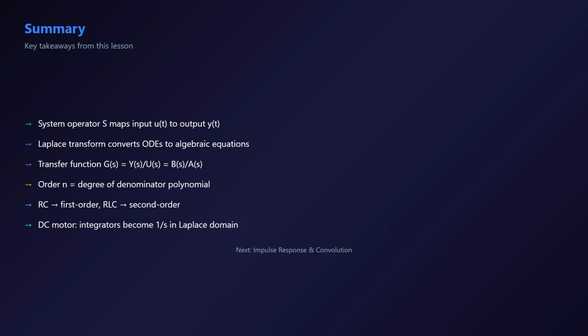Excellent. In this lesson, we learned that the transfer function G(s) captures the complete input-output behavior of a linear system. It is the ratio of output to input in the Laplace domain. We saw examples for RC, RLC, and DC motor systems.